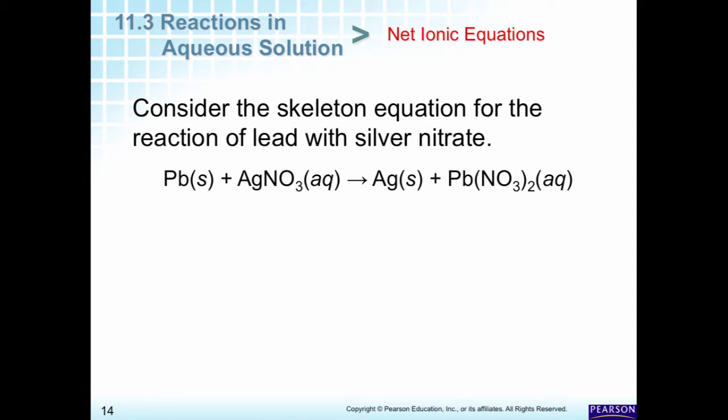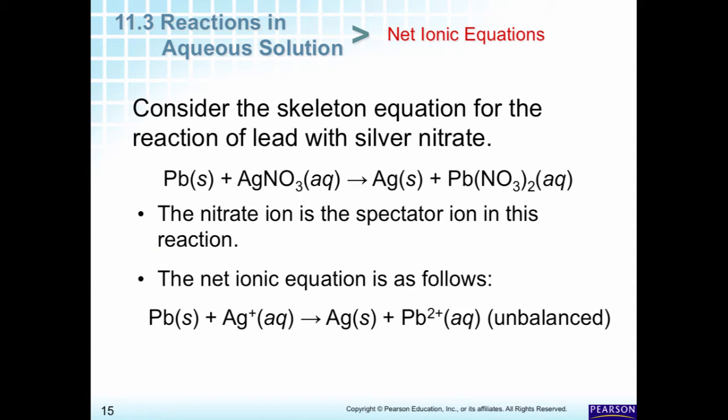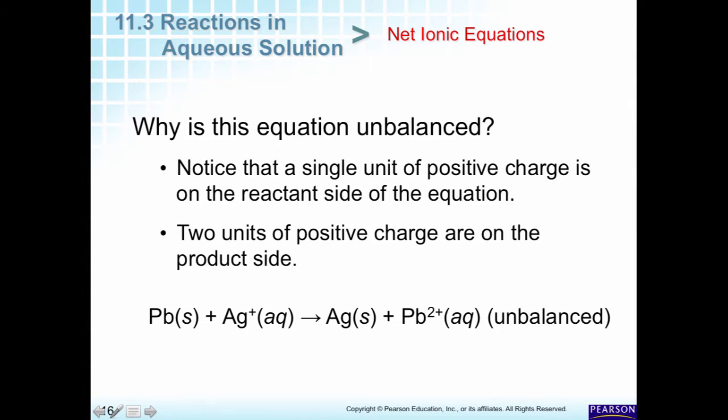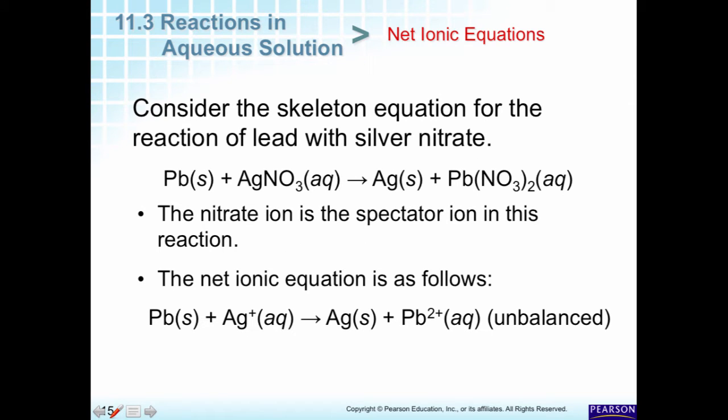All right, so let's go through this skeleton equation and then break it down. It looks like a single replacement reaction. Lead is replacing silver, and then we're getting silver solid. But what is aqueous in both cases? Let's take it apart. Nitrate is aqueous in both cases because it says aqueous. So we know we have NO3 minus and we have NO3 minus again.